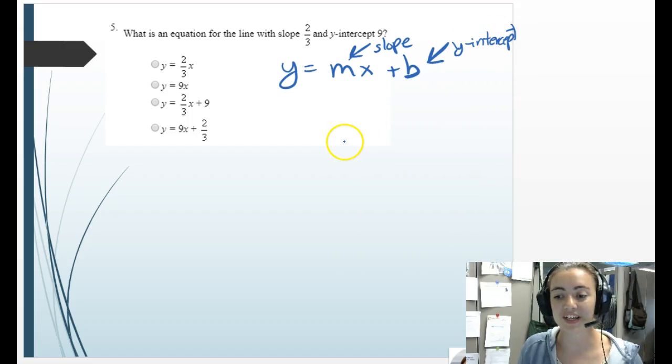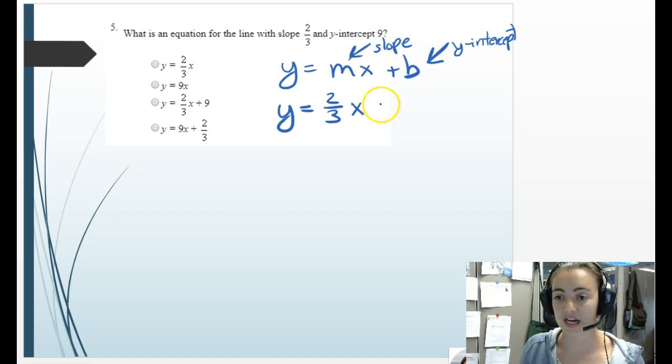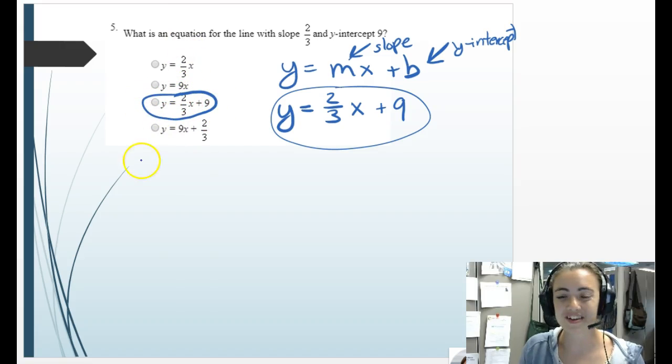That makes it especially nice when you're given the slope and the y-intercept because you can substitute those in. So the slope is 2/3, so we can write 2/3 x plus b. Well, the y-intercept is 9, so plus 9. There's our equation. We just need to find it. Right there, it's that third option.